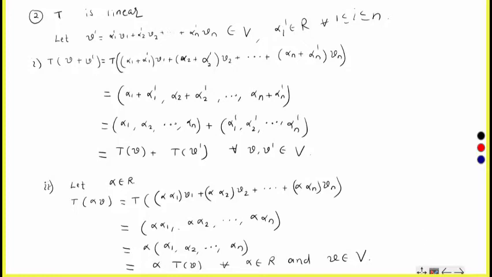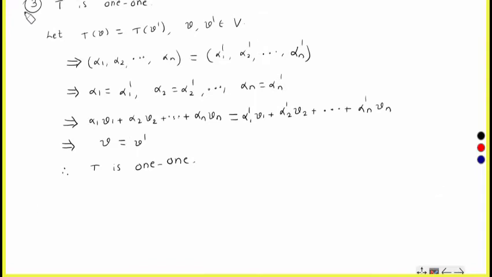For that we have to show that T is 1-1. Let T of phi be equal to T of phi dash, where phi and phi dash belong to V. If the images of two vectors are the same, then those vectors must be the same. Then T is 1-1. That is, distinct elements have distinct images. That is, if the images are the same, then the corresponding vectors must be the same.